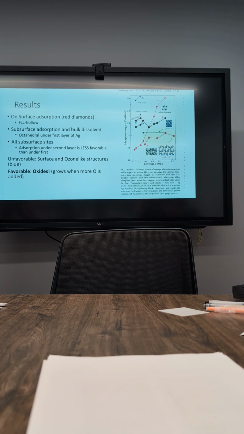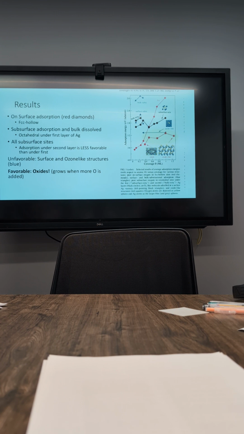On the right is a graph. It's a little confusing. The bottom is coverage in ML. So as you increase to the right, you have more oxygen. And then on the left, the y-axis, you have adsorption energy. So as you increase, things are getting less favorable. So you want to be down, and the oxygen coverage just depends on the amount of oxygen in the environment. So I tried to highlight green the section that we like the best. So that's that red line with the boxes. That's the most favorable one.